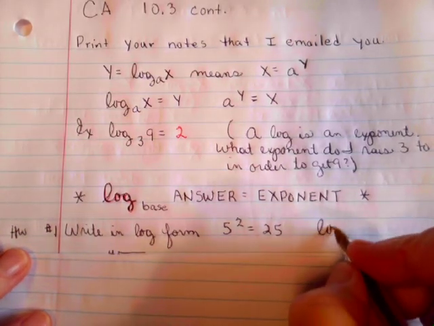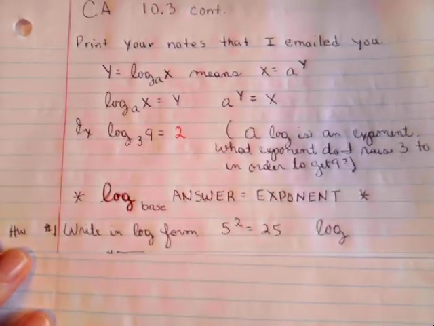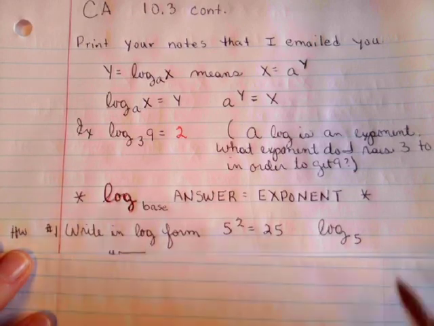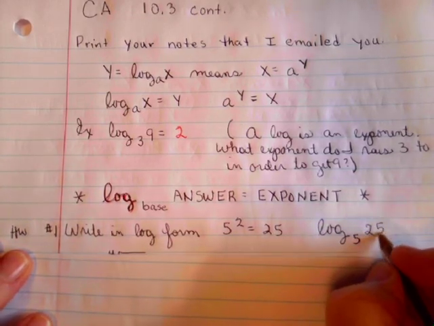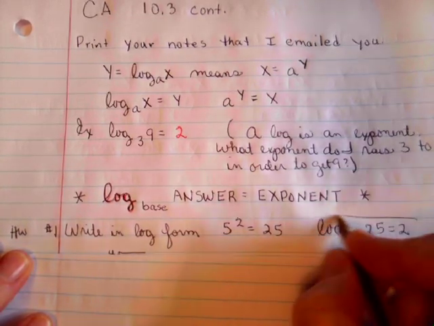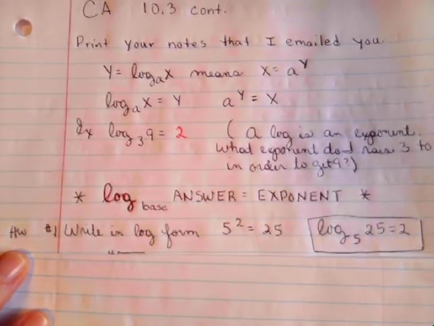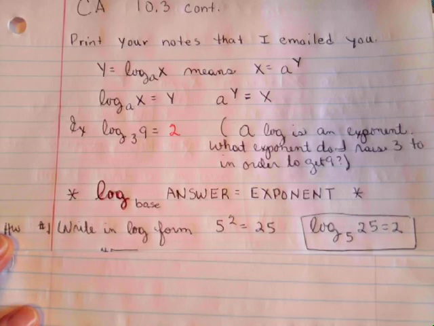So log. Base is 5. It goes below the line. The answer is 25. The exponent is 2. It goes after the equal sign. There's the answer. We didn't really have to do any math. We just had to move things around.